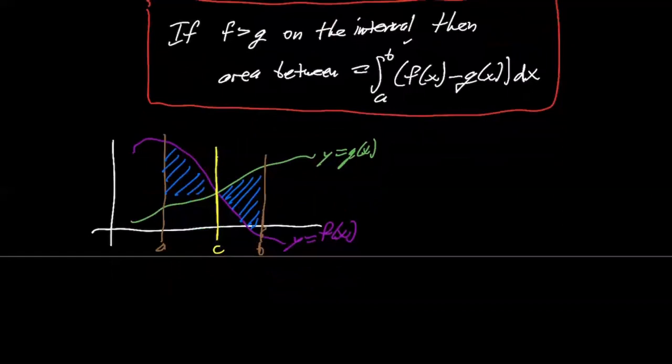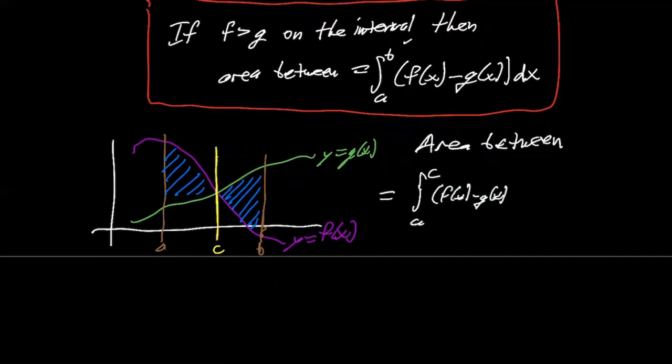Then the area between, in this example, would equal the integral from a to c, where f is on top there. But then you'd switch. From c to b, g is on top, so it'd be g of x minus f of x. So just be careful is all I'm saying, if you want the area between two curves.